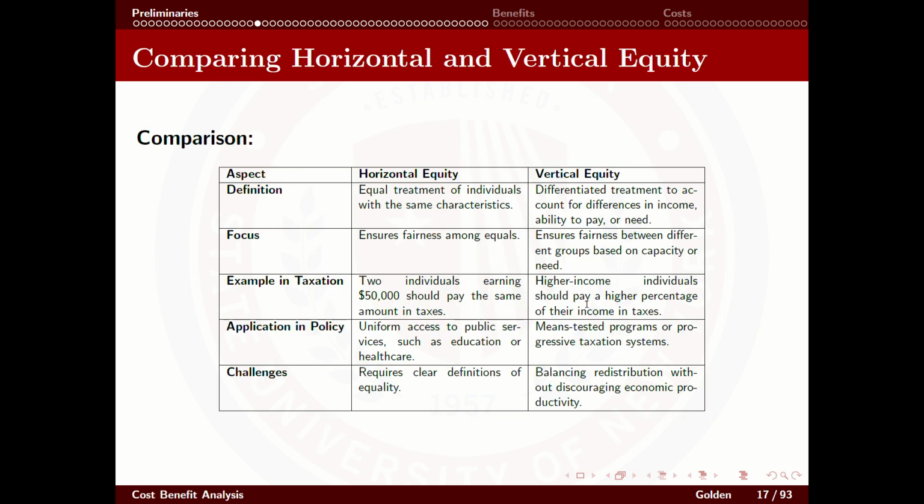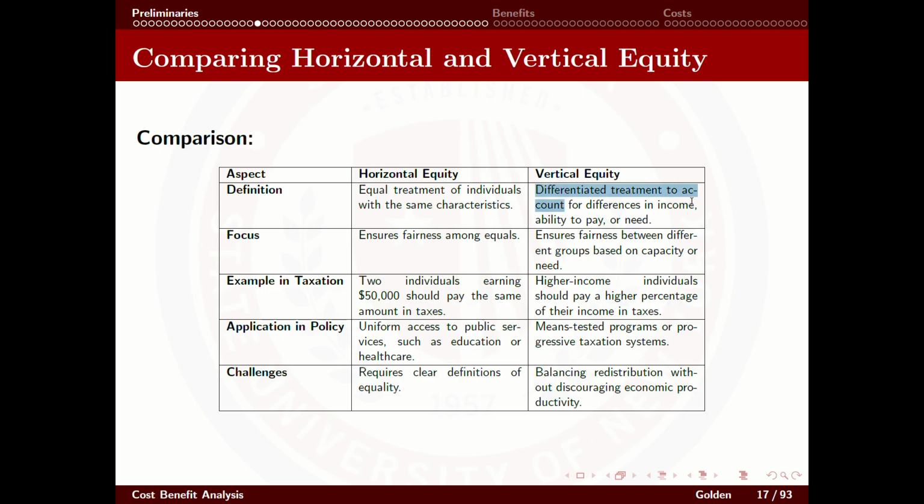Horizontal equity is equal treatment of individuals with the same characteristics, ensuring fairness amongst equals. Two individuals earning $50,000 should pay the same amount of taxes, and there's the idea that there should be uniform access to education and health care for similar people. It requires a clear definition of equality.